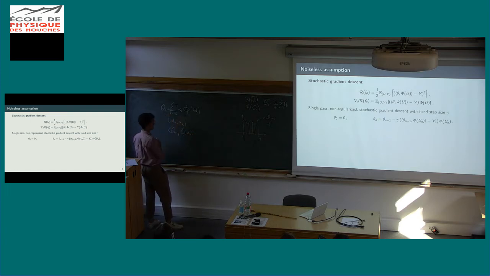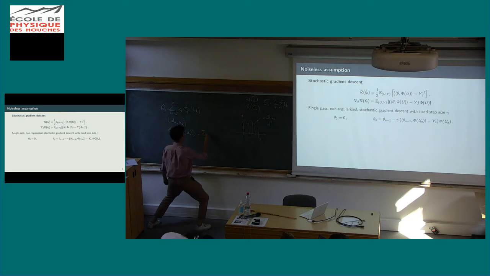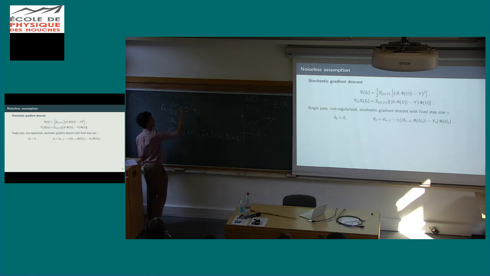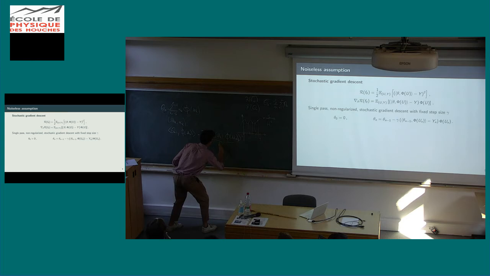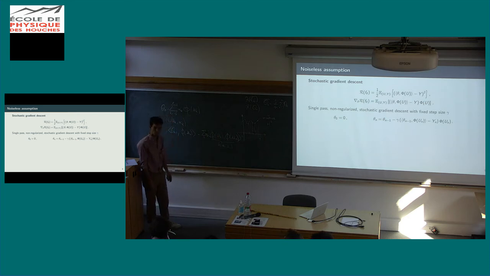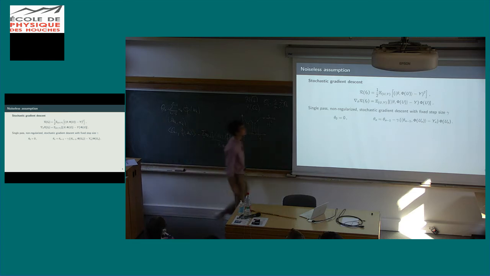You can expand here. It's a sum over k of phi of uk dot phi of un with coefficients alpha k. So they also depend on n. And then this is the kernel. Does that clarify the situation? Cool.